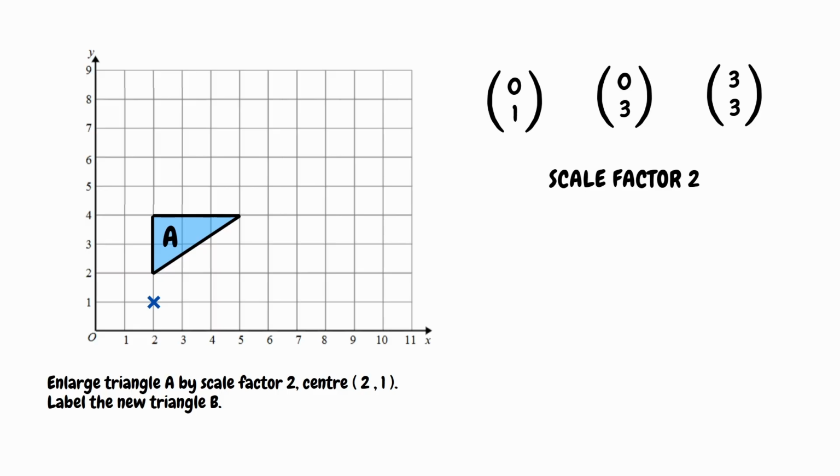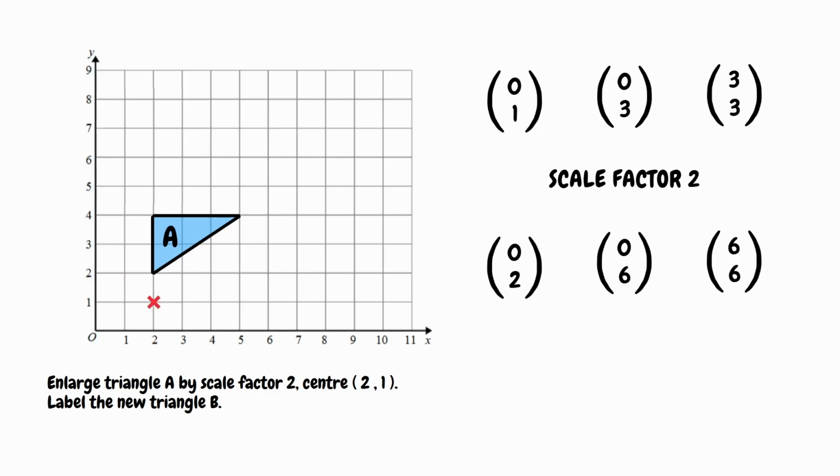So starting with the first vector, if I take 0, 1 and multiply both of them by 2, I get 0, 2. If I do the same to the second vector, I'd get 0, 6. And then for the final vector, if I multiply that by 2, I get 6, 6. So now what we do is go back to our centre point and find the new points of our new triangle by moving by these vectors.